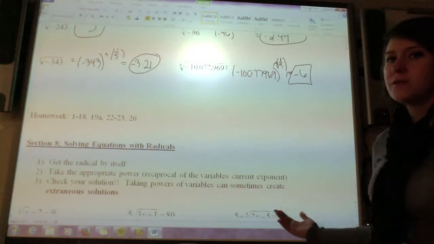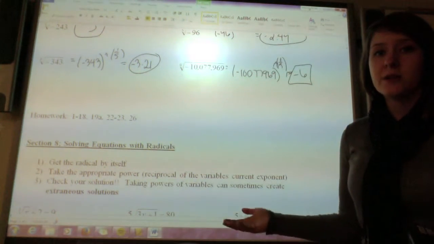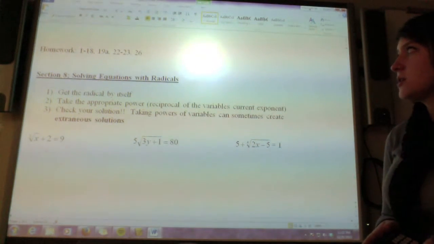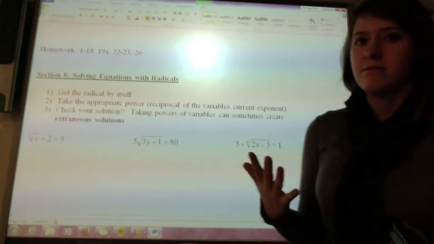Okay, that's everything for Section 7. It's pretty easy. We're also going to do Section 8 now. So Section 8 is solving equations with radicals.